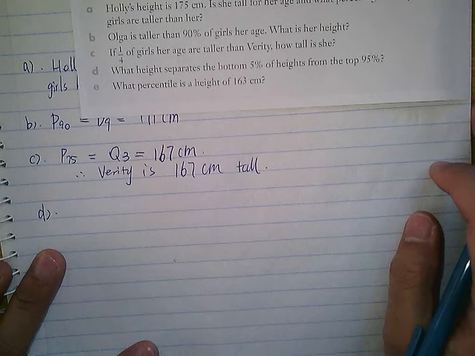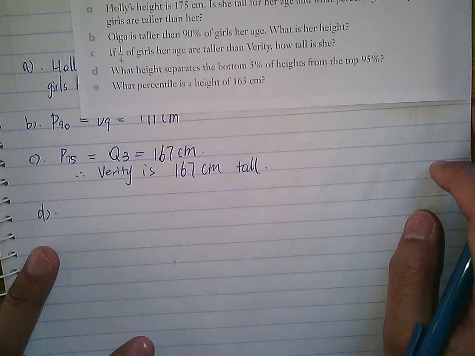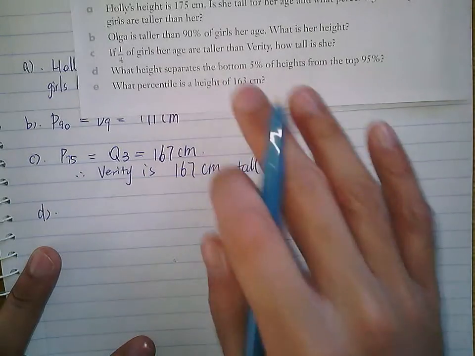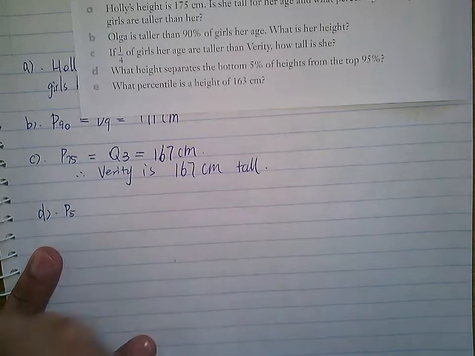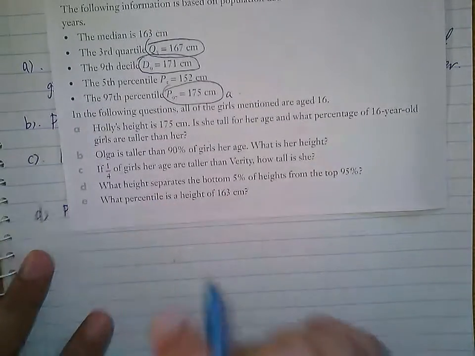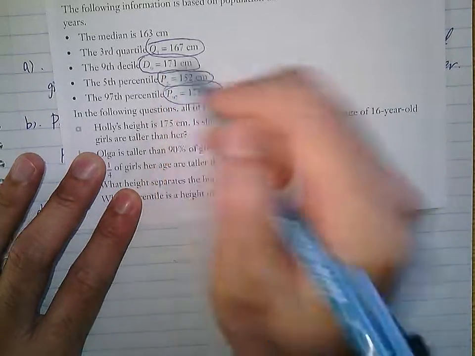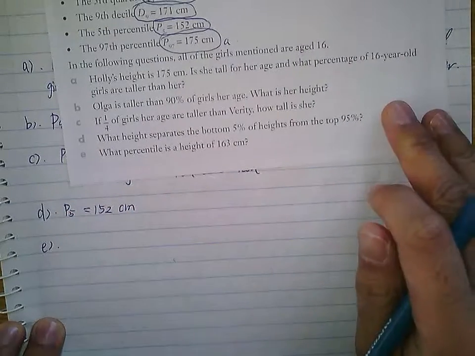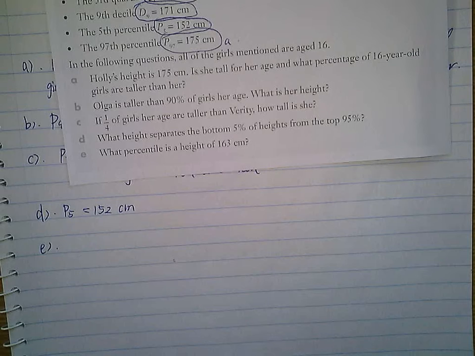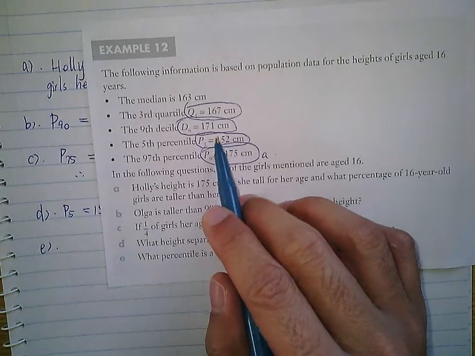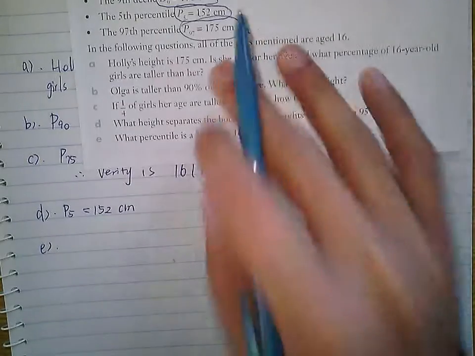Let's have a look at part D. What height separates the bottom 5% of heights from the top 95%? So we're looking for P5, and P5 is right here for us. That is 152 centimeters. Pretty easy. Bottom 5% is just P5. Make sense? Okay.